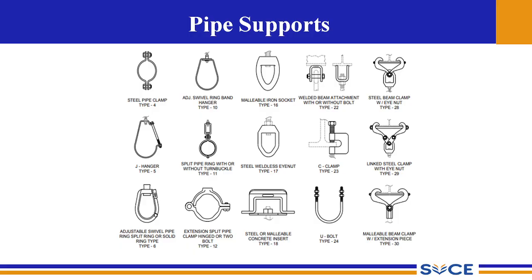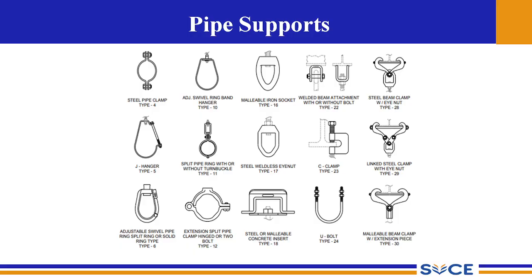Then type 18 is a steel or malleable concrete insert type support. So this is a rod attachment which is capable of nominal lateral adjustment. This type of support is inserted in a concrete structure and over and above which we support the pipeline. So this is a cast in place device. That is, it will provide for a rod attachment that is capable of nominal lateral adjustments.